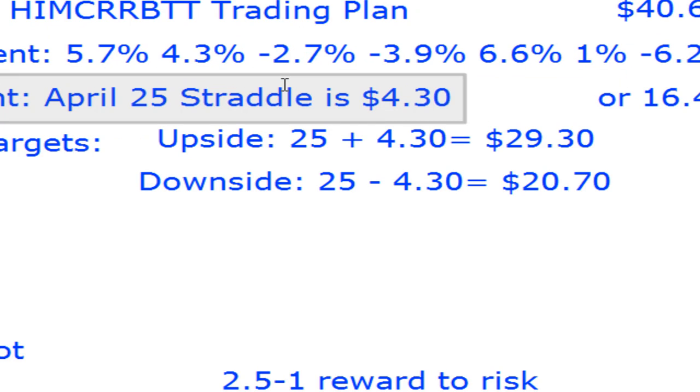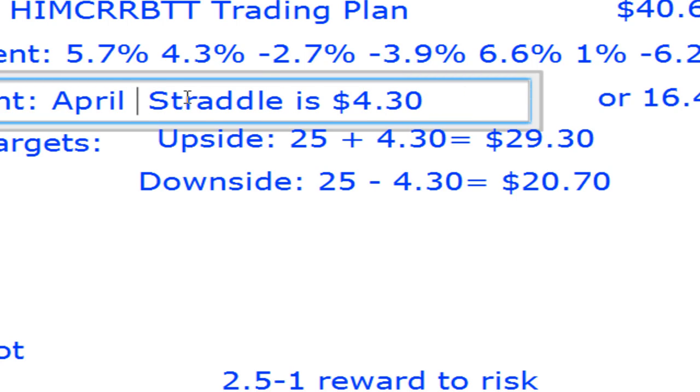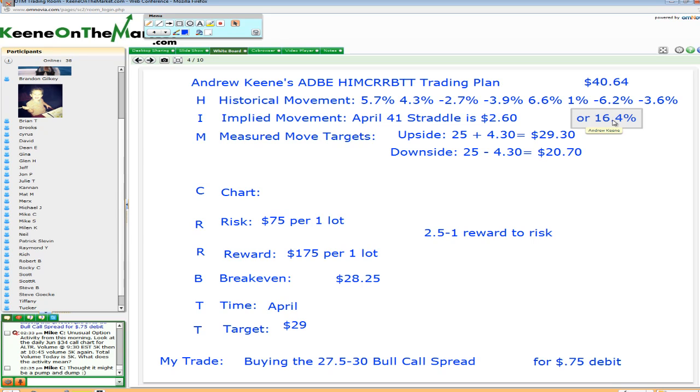So the stock has rallied 4 times. The stock has sold off 4 times. How do I look at the April at the money straddle? So the April 41 straddle is implying a $2.60 move. $2.60 divided by 41 gives me a 6.5% move. So they're implying a 6.5% move.